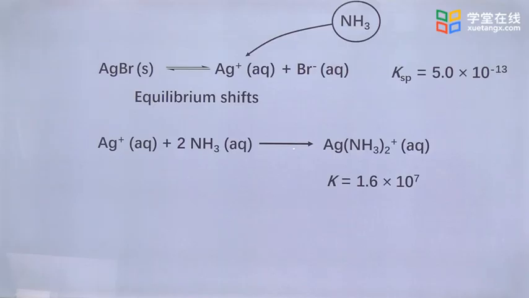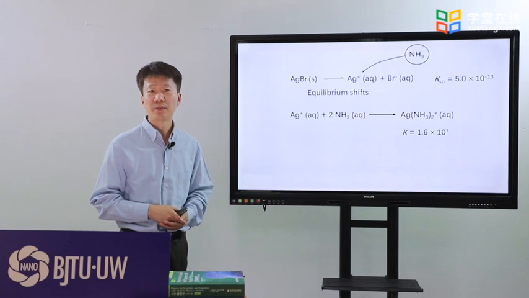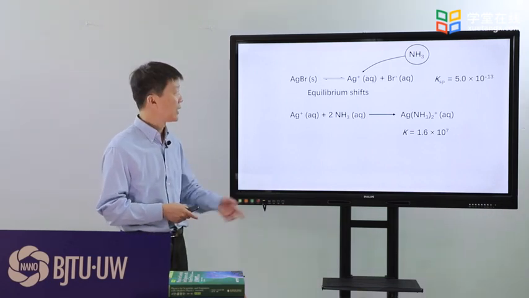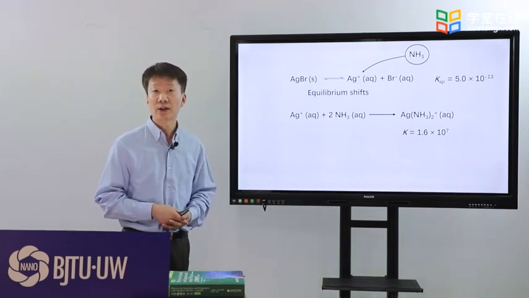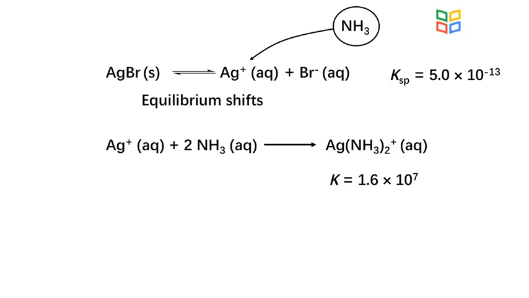In the dissolution, silver bromide ionizes to give silver ion and bromide ion. If ammonia is added too, silver ion will react with ammonia to form a complex ion. The equilibrium constant of this reaction is as high as 16 million, which means all the silver ions will be consumed if ammonia is in excess.